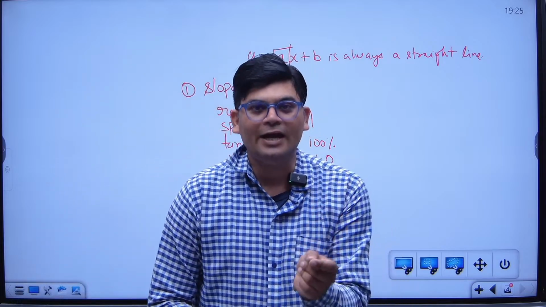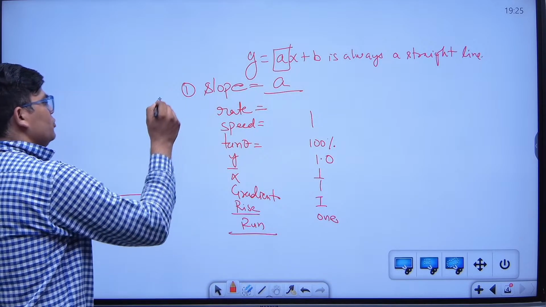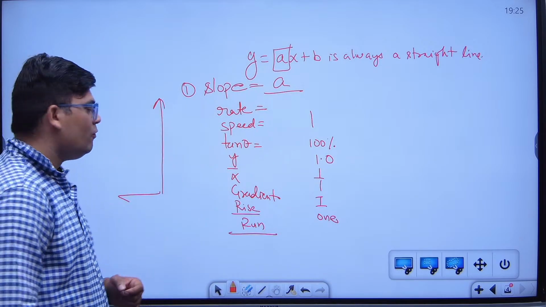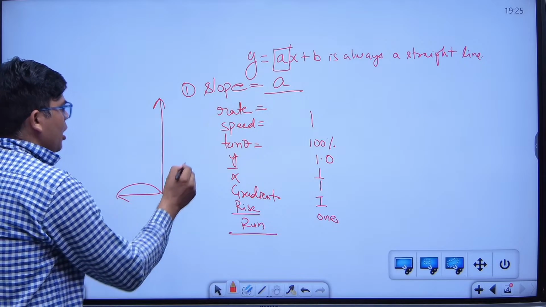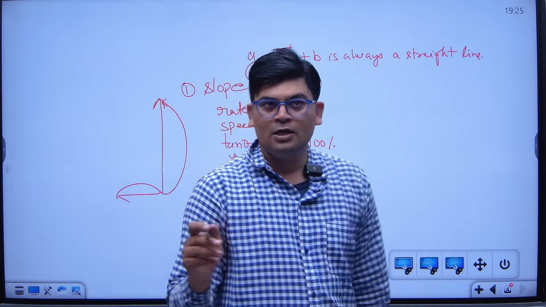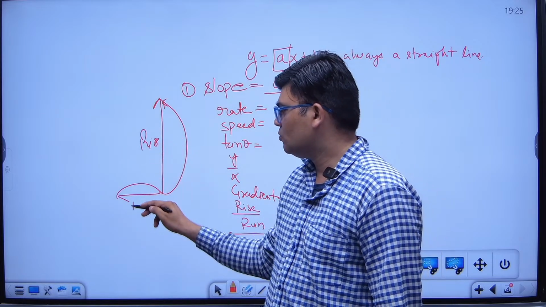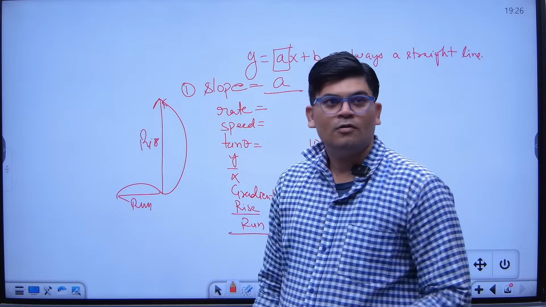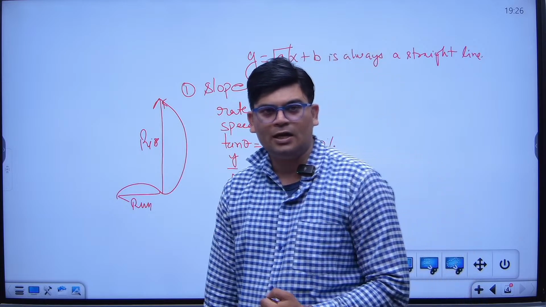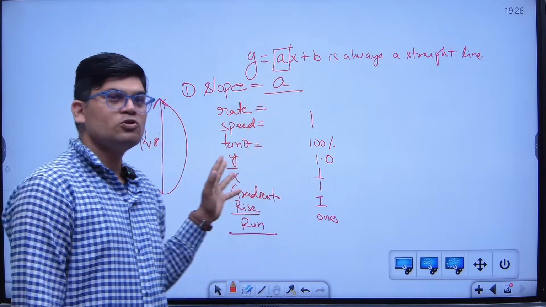That is the deciding factor: how much you move in x, that much you will move in y. For 1 unit of x movement, how much movement you have in y is known as rise upon run. This is the rise, this is the run. For 1 unit towards the right, how many units you are moving upward. So this is also known as rate.